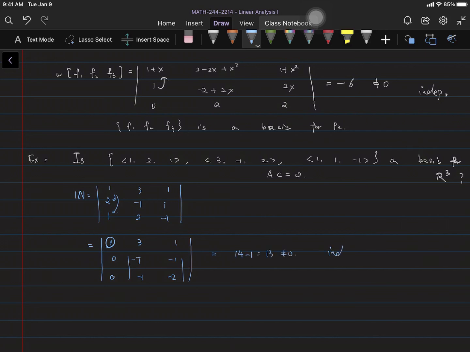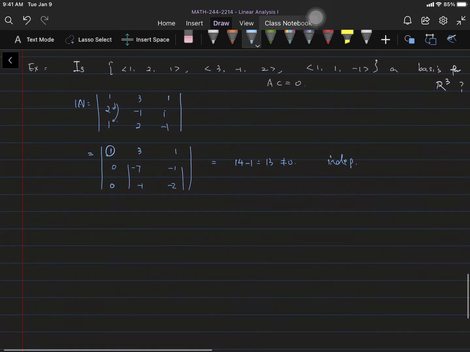Non-zero, independent. Right, independent. That means there's only the zero solution. Okay. That's the exercise solution. Now we still have the last example.